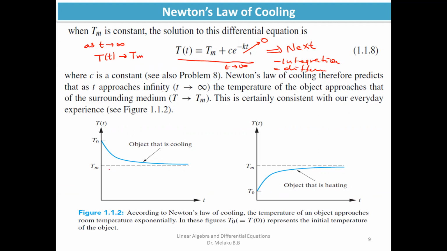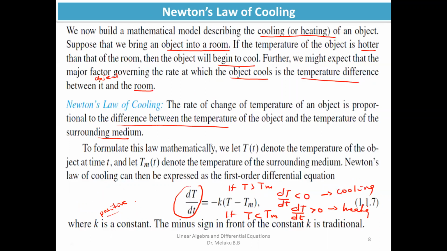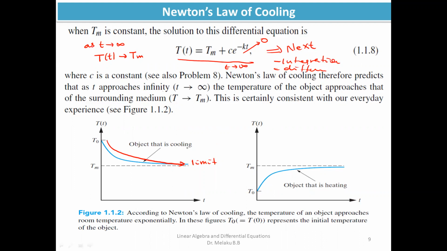So in both cases, if the temperature of the object is hotter than that of the medium, as t goes to infinity the temperature of the object will be reducing and going down, and finally reach the limiting value. This is the limiting object that we have already considered here. This one is a limiting population or carrying capacity, what we call the carrying capacity.